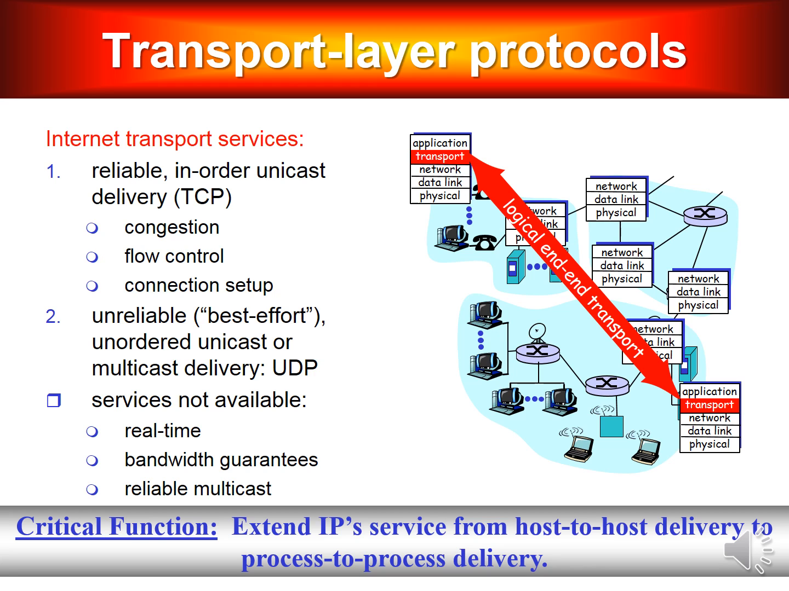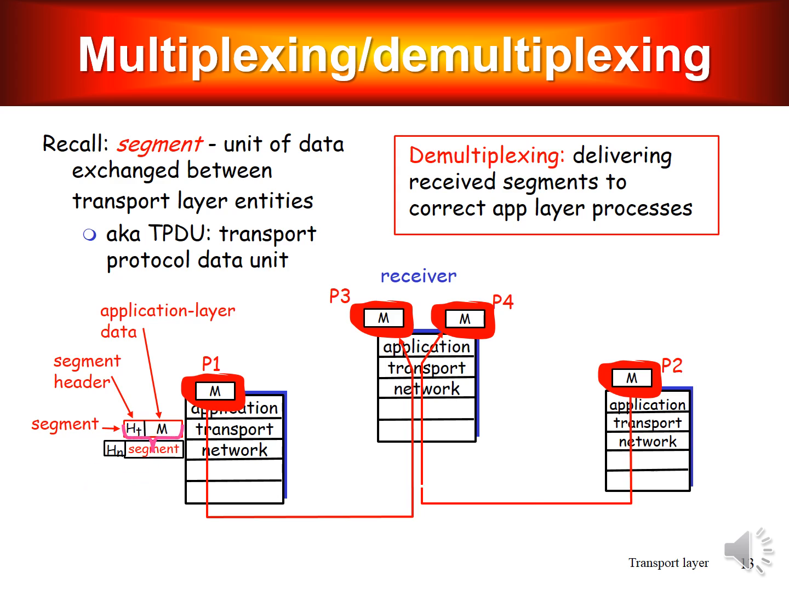It extends the IP service from host-to-host delivery to process-to-process delivery through multiplexing and demultiplexing, delivering received segments to the correct application layer processes. A segment is the unit of data exchange between transport layer entities, also called a TPDU, transport protocol data unit. In the example, P1 to P2, P3, and P2 to P4. A segment has a header and the message, the application layer data, and it goes to the receiver.